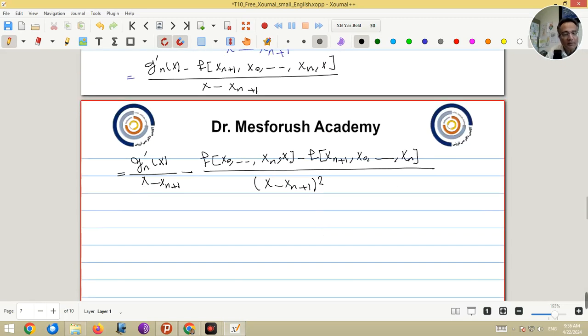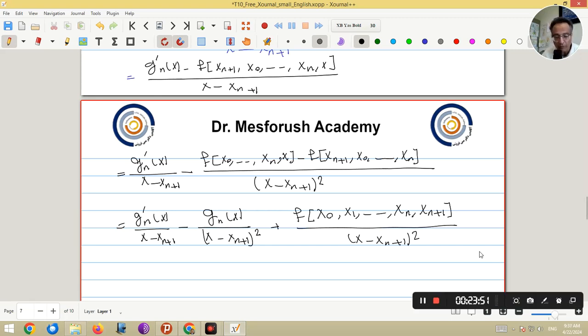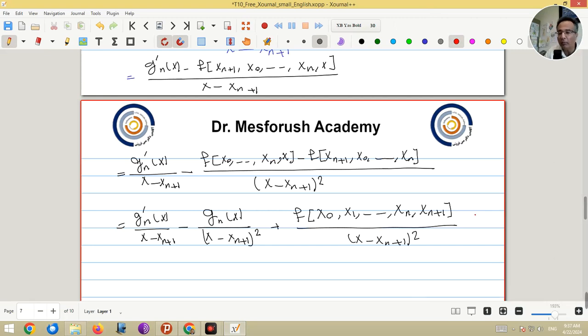Okay, so let me continue. I can write g'n(x) over x minus xn+1 minus f[x0 to xn, x], which was gn(x), over x minus xn+1 squared, and the other one will be plus f, and again I move this term to the last one, so I put f[x0, x1 to xn, xn+1] over x minus xn+1 squared. Okay, keep it and call it number 1.